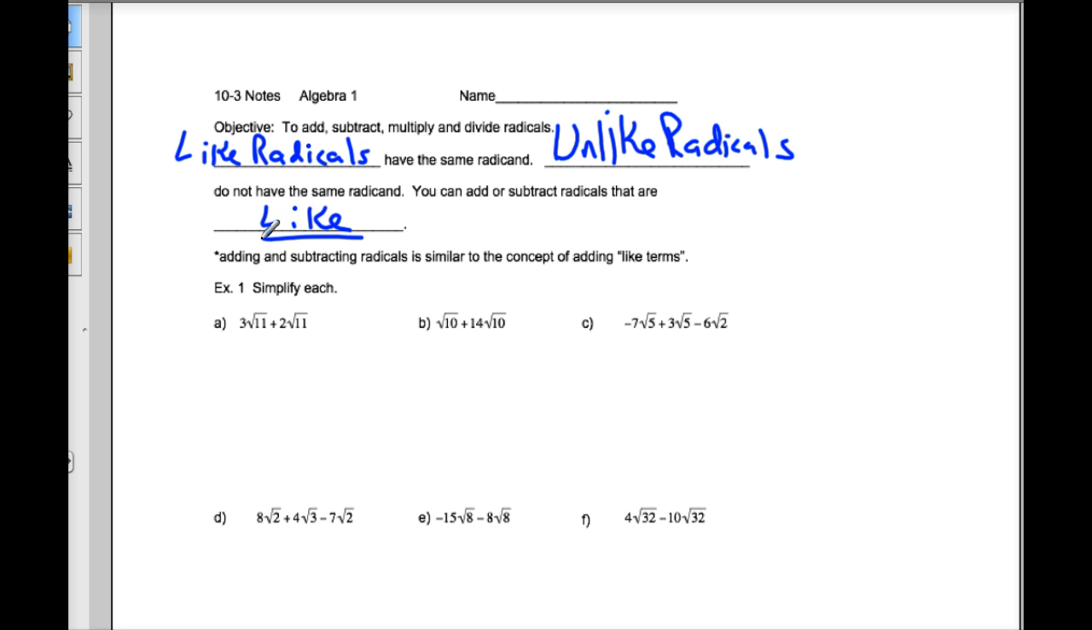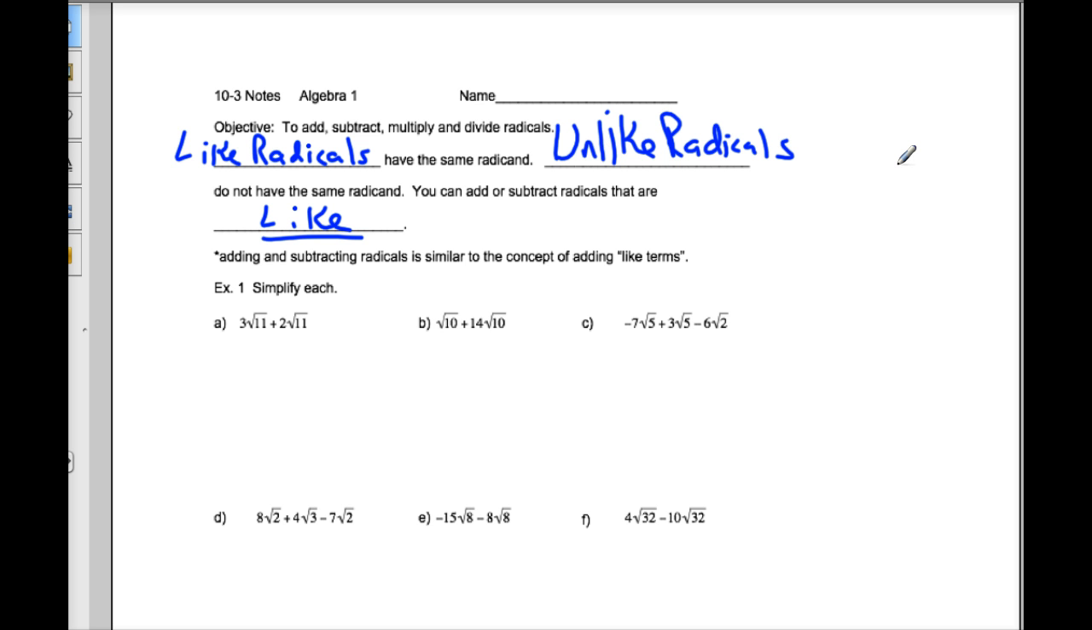So I would think about this just like you thought about like terms. If you had your first group of problems, you guys would be done in like a minute with your homework. This stuff is so easy. Just think of them as like terms. Everybody look at my hand. Pretend I have 3 radical 11s in there. I add 2 more radical 11s to them. What do I have?